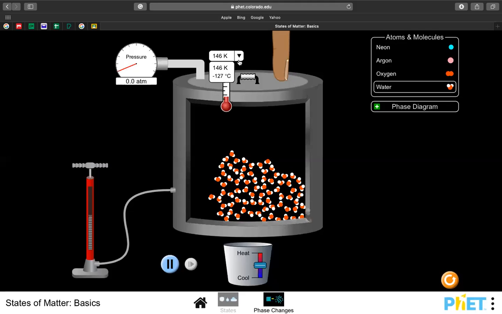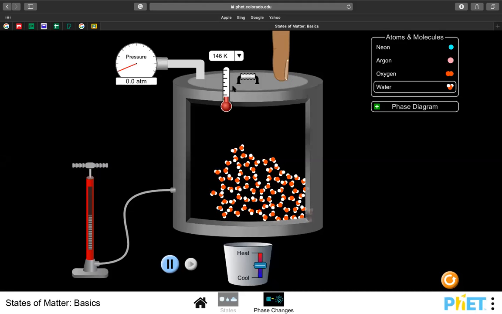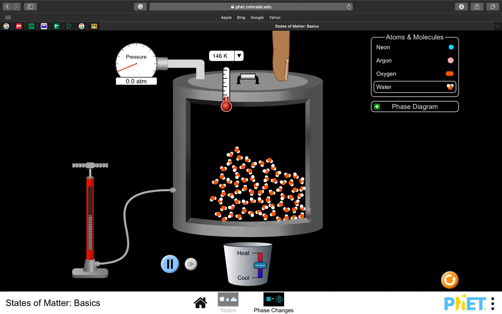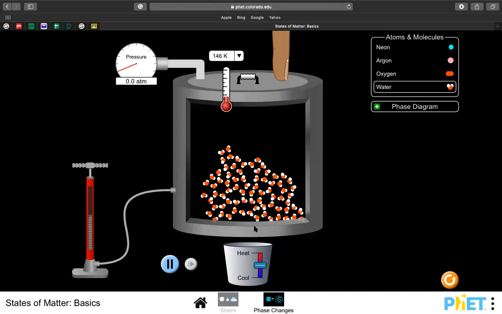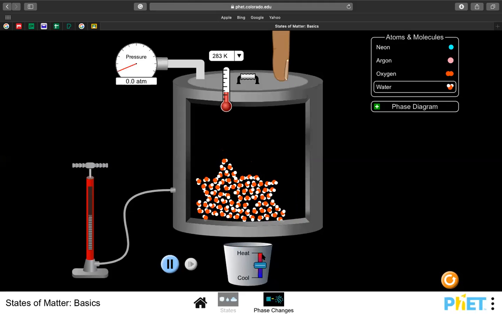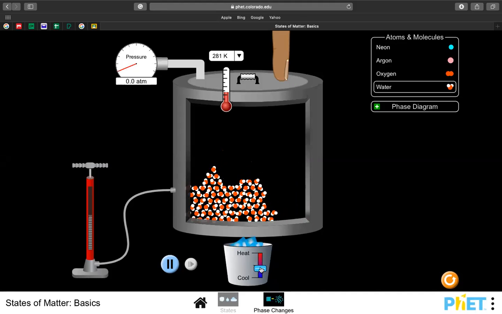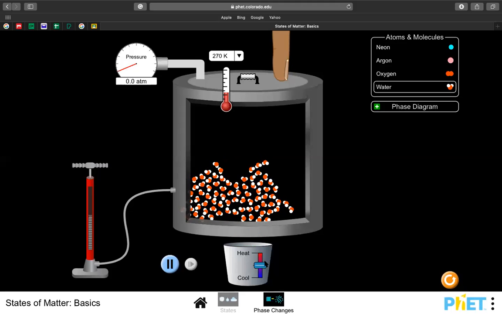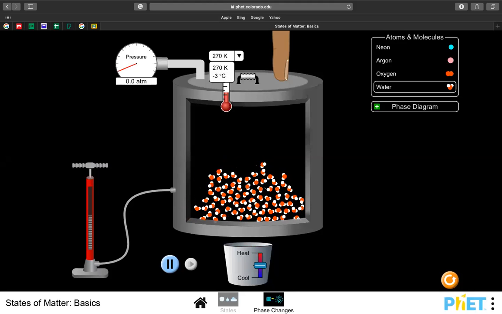All right, so if we want to go to 0 degrees, we'd have to go to 273 Kelvin. Now, this is essentially water in a solid form. We can see that the particles are close together, therefore they have some form of structure. They're not randomly displaced. If we apply heat, we see that there's a change in the behavior of the molecules. This is minus 3 degrees Celsius, just below the freezing point.